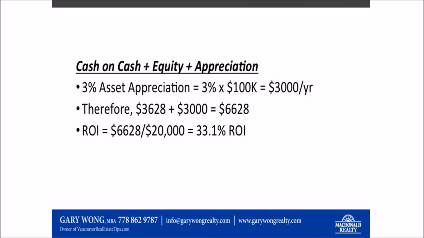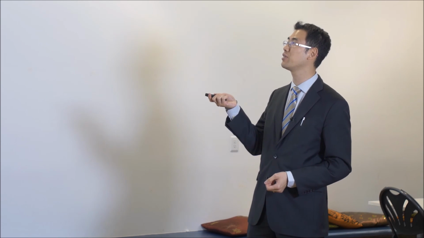3% on your $100,000 property is $3,000 a year. So you take your $3,628, you add your $3,000 equals $6,628. Your ROI formula, income over investment, $6,600 divided by $20,000 equals a 33.1% ROI return. Questions about that? So this is the more detailed version of how to calculate your cash on cash plus equity, cash on cash plus equity plus appreciation.